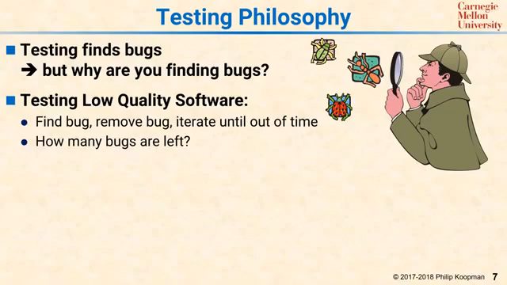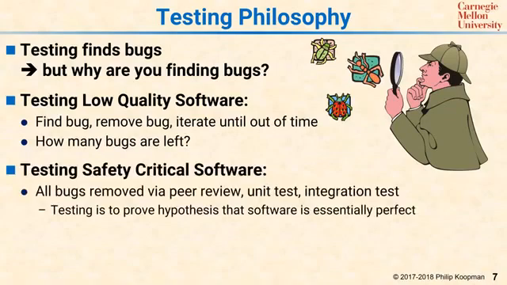In contrast, if you're building a life-critical system where someone could die if your software doesn't work, you don't want to be out there testing, removing bugs, and just sort of giving up when you can't find anything, because you really have no assurance that the remaining software actually has a sufficiently low number of bugs to be considered safe, preferably 0. Instead, when you're testing safety-critical software, you take a completely different view.